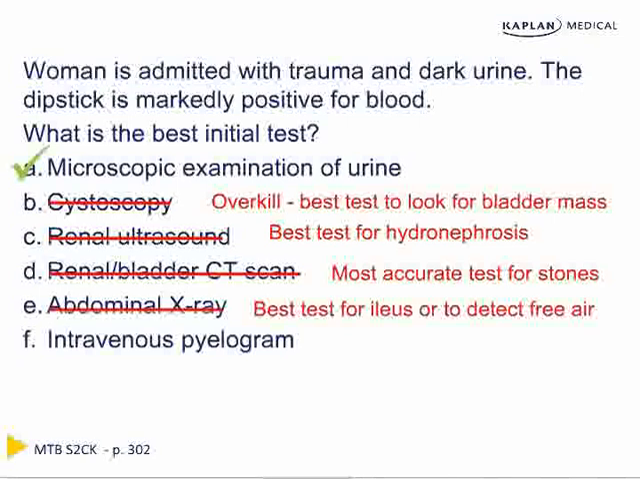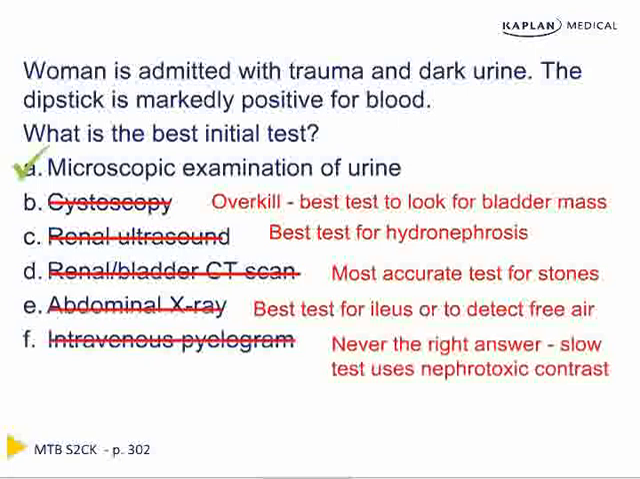Lastly, intravenous pyelogram. This test is pretty much never the correct answer on the USMLE Step 2. The reasons that it's not the ideal test for anything anymore is that it's slow and it uses a contrast that's actually toxic to kidneys. We used to order it and use it a lot to diagnose stones or obstruction in the urinary system, but now that we have ultrasounds and CT scans, the intravenous pyelogram is really outdated and not really used much for anything at all.